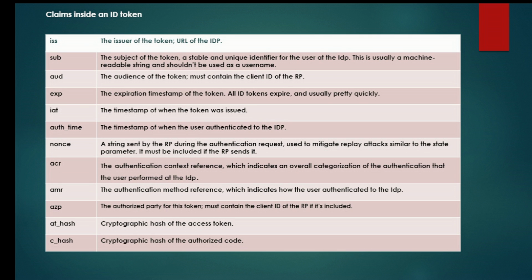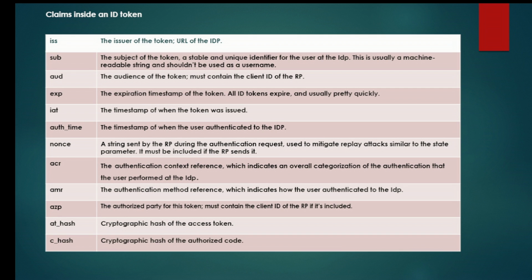So you have the ISS, that is the issuer of the token. Then you have the SUB, that is the subject of the token, a stable and unique identifier for the user at the IDP. This is usually a machine readable string and should not be used as a username. Then you have AUD, that is the audience of the token, must contain the client ID of the relying party. That's going to be the audience, right? Then you have EXP, that is the expiration timestamp of the token. All ID tokens expire, and usually pretty quickly. Maybe we can see that the ID token has a short lifetime, maybe 5 minutes default. We are using, as well as for the access token, something like 60 minutes to 120 minutes.